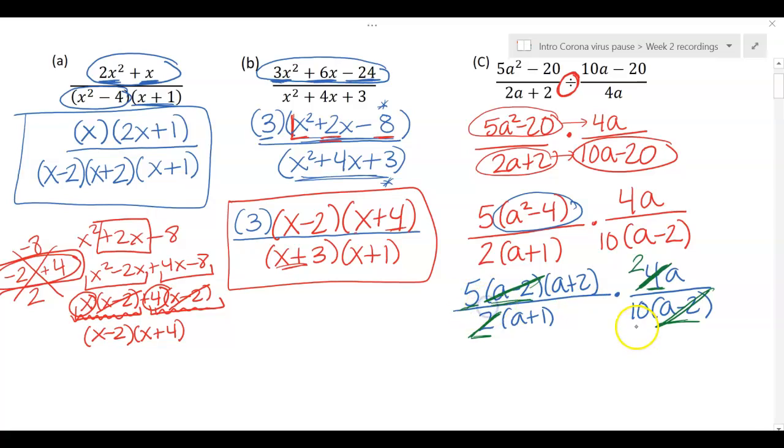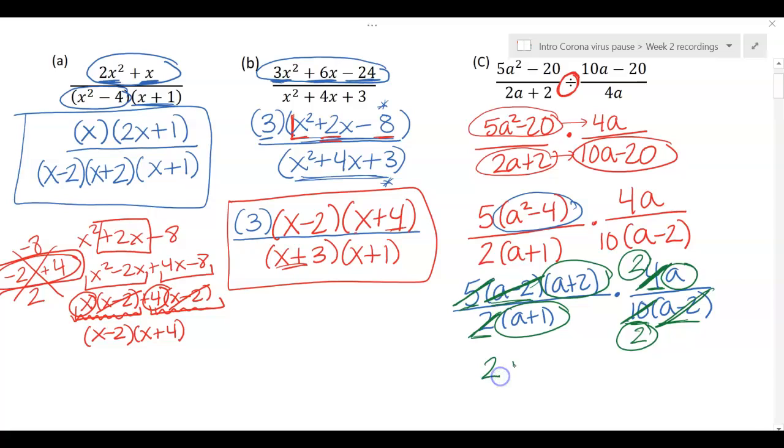And the same kind of idea can happen here with the 5 and a 10. I can cancel out a factor of 5. When I cancel a factor of 5 out of 10, I'm left with 2. So keep track of what you have left. In the numerator, we have left a factor of a plus 2, a factor of 2, and a factor of a. And in the denominator, a factor of a plus 1 and a factor of 2.